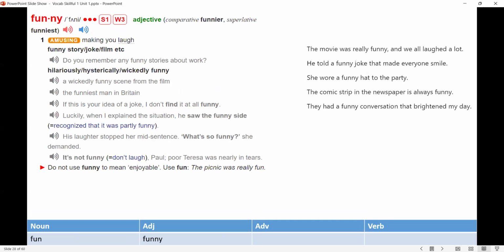Funny. When something is funny, it is amusing. It makes you laugh. So the movie was really funny. He told a funny joke, funny story, funny film. She wore a funny hat. They had a funny conversation.